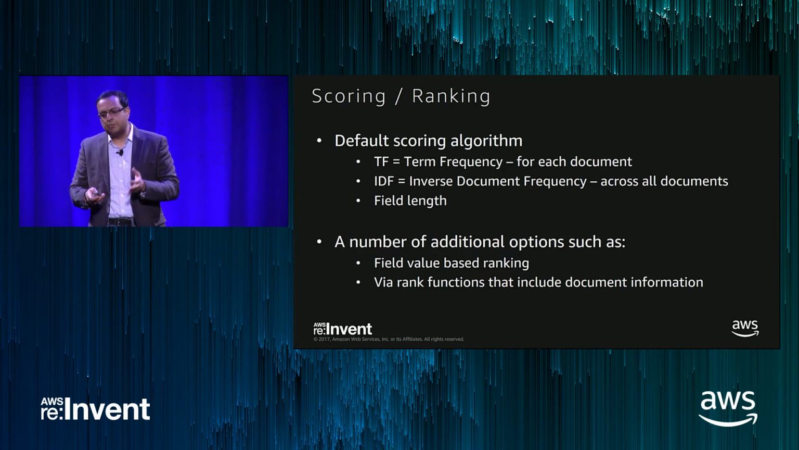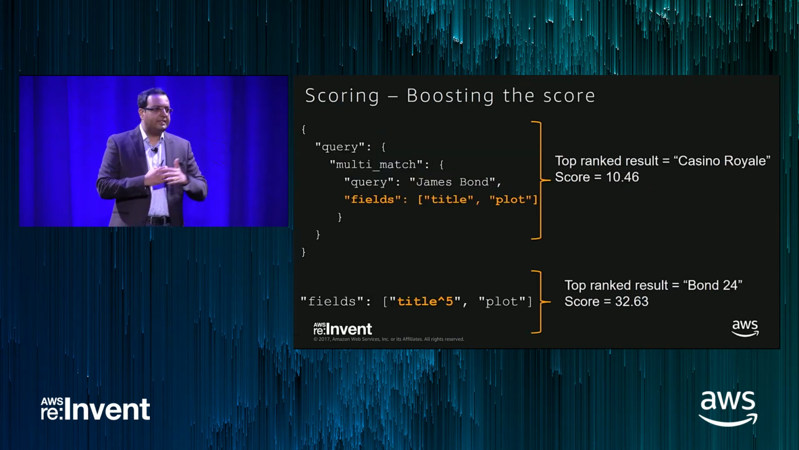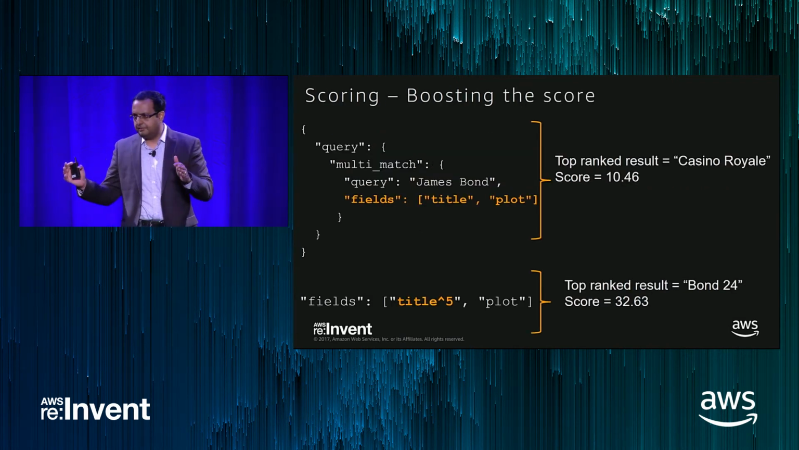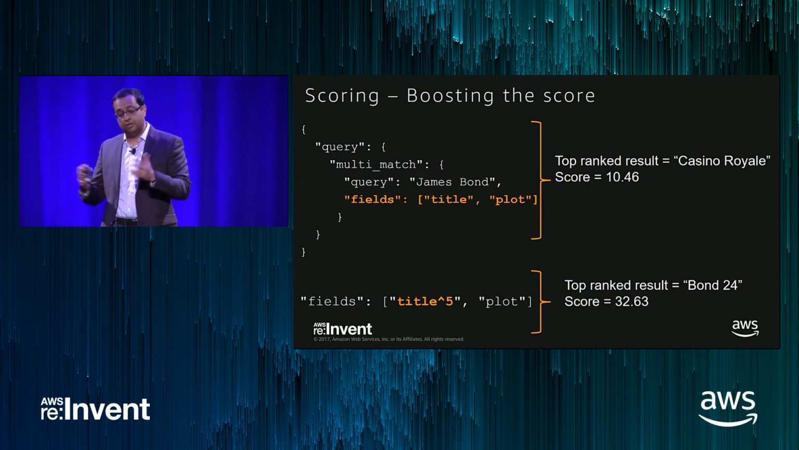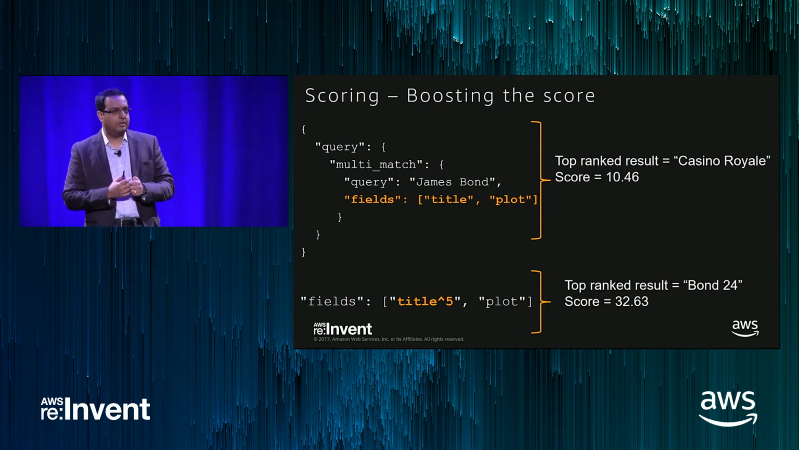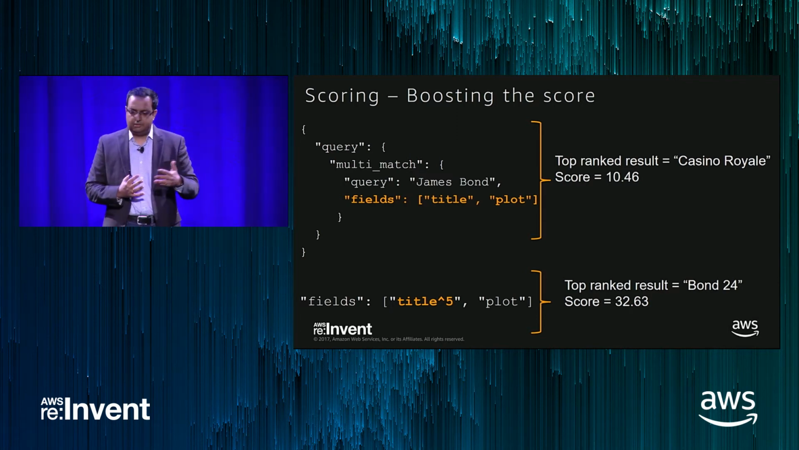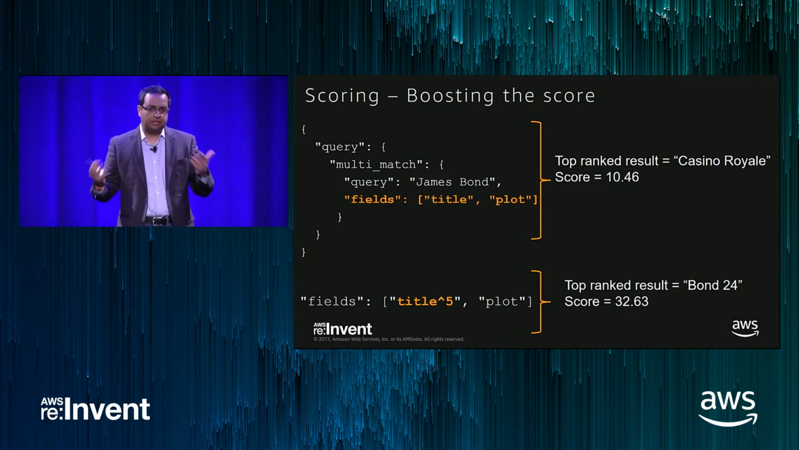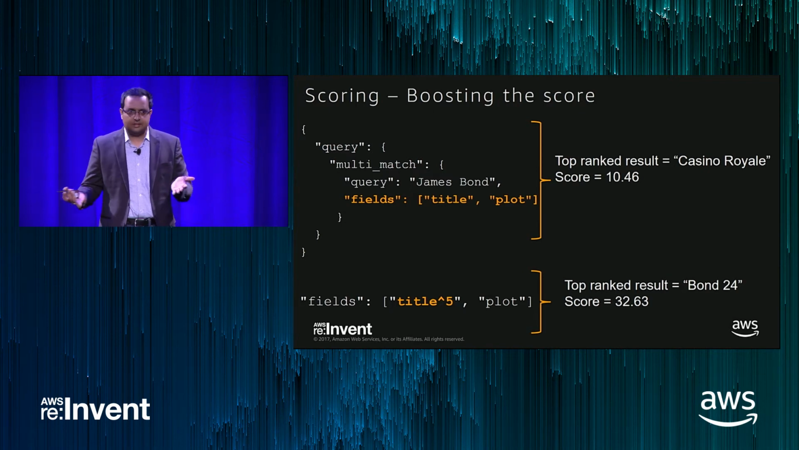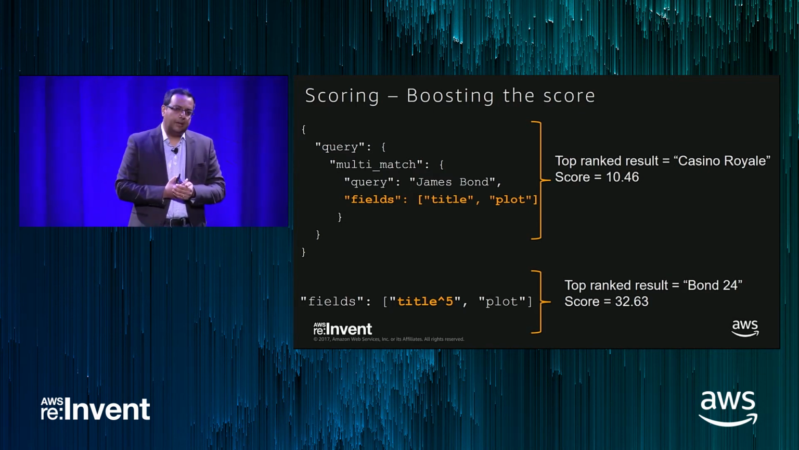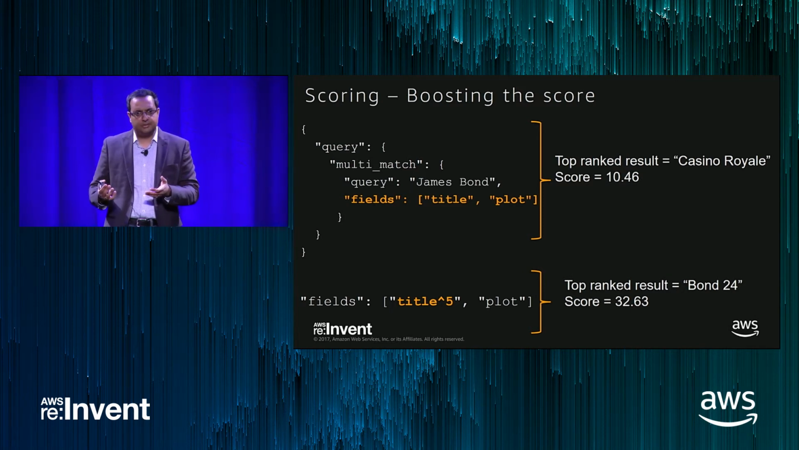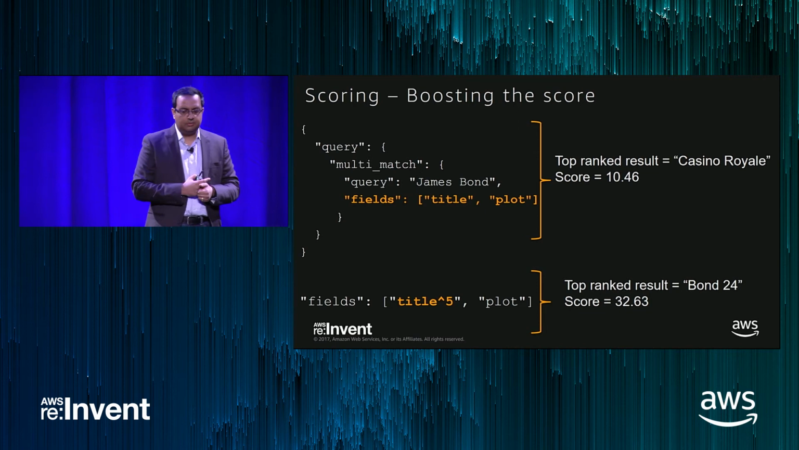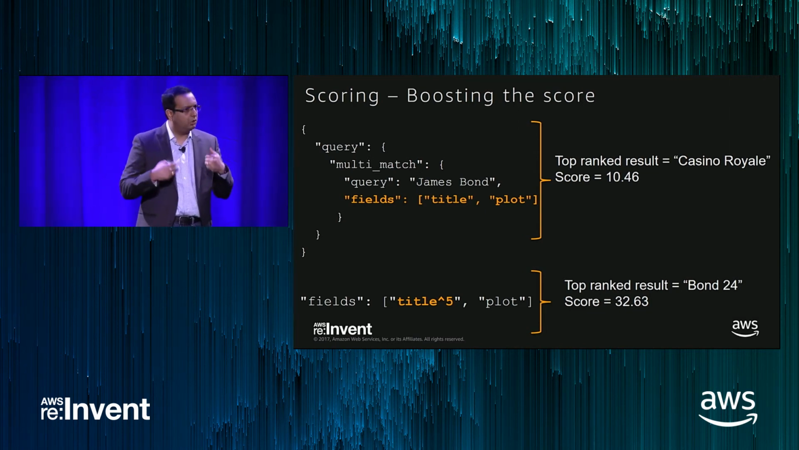Let me illustrate it with a small example. So I searched for the term James Bond, and I asked it to match against title and plot, and it returned results. The first result was Casino Royale with a really good score, and that was the very first result. Well, makes sense. It's a James Bond movie. But I said, well, I actually want to give title a lot more weightage in the scoring mechanism. So I increased the weightage of title and tried the query again.